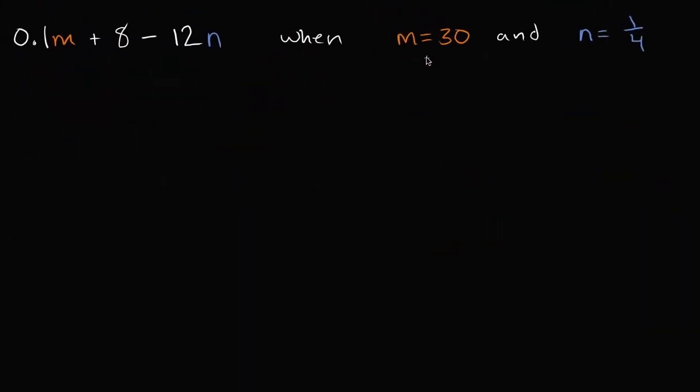And just like before, try to work through it on your own before we do it together. All right, now let's do it together. So over here I have this expression 0.1m plus 8 minus 12n when m is equal to 30 and n is equal to 1/4. All right, so everywhere I see an m, I want to replace with a 30, and everywhere I see an n, I want to replace with a 1/4.